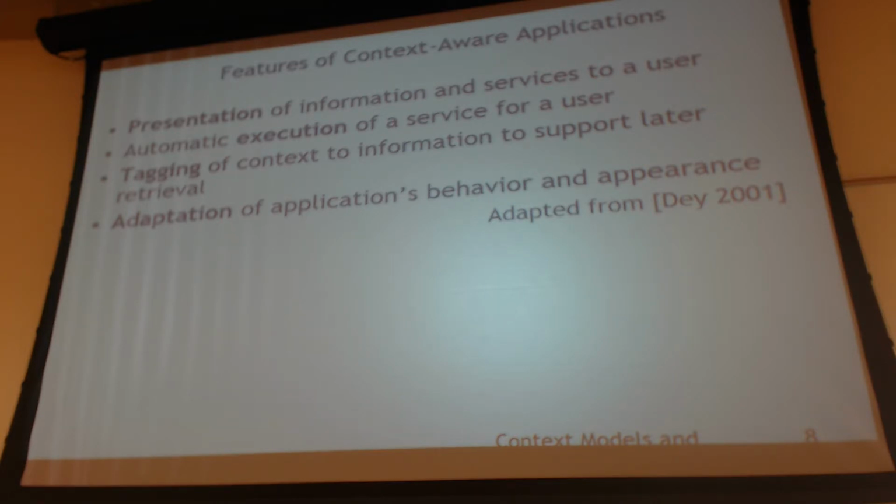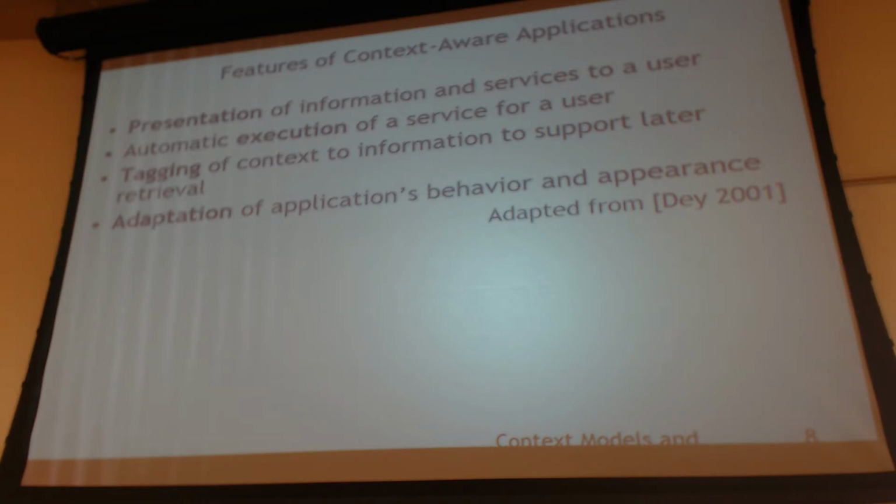So you tag the context to the information. Information here is the image and context is the location. You tag it so you can search for later retrieval. That is another component of a context application. And then finally, we have been talking about adaptation of application behavior and appearance. We have already discussed that, we don't need to discuss it again. So these are the four components of a context application. Any context application will have at least one of these. It doesn't need to have all four.